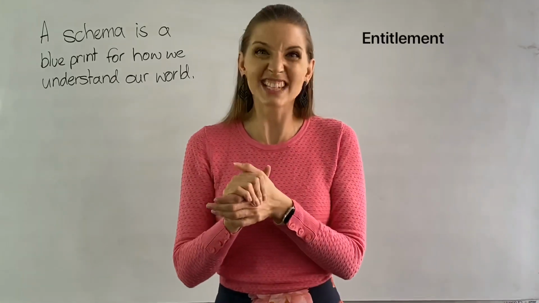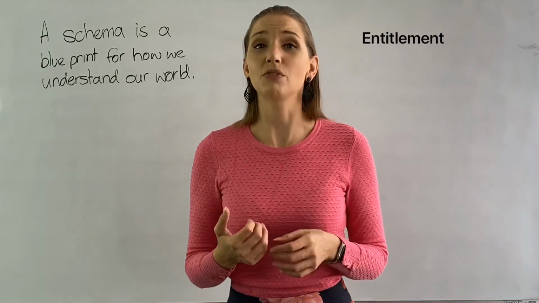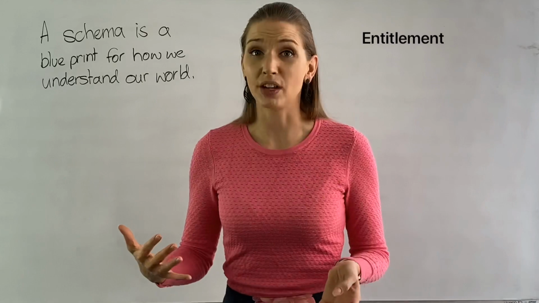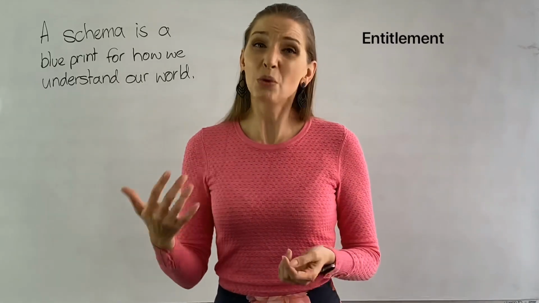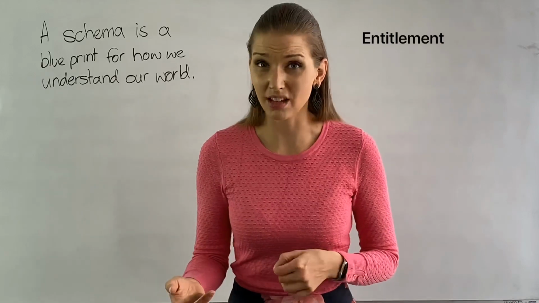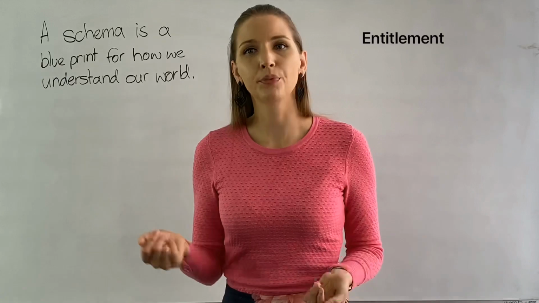Entitlement. This is kind of where we get to see some of the narcissistic tendencies. People with an entitlement schema feel that they are better than everyone else and that they are more deserving of special treatment. So they're more likely to kind of break the rules and think they're going to be able to get away with it and don't understand why anyone else would have a problem with that.